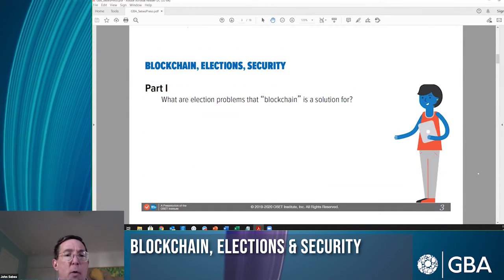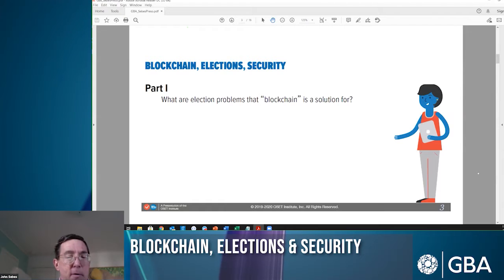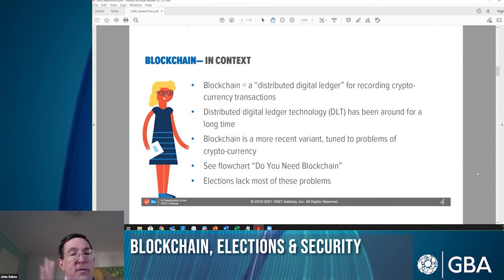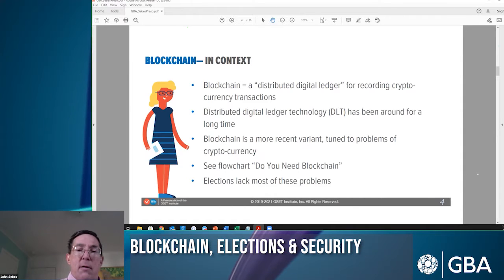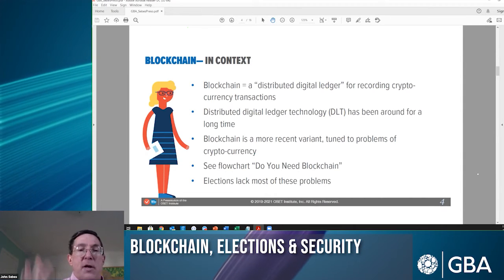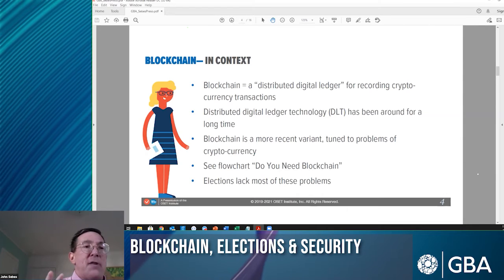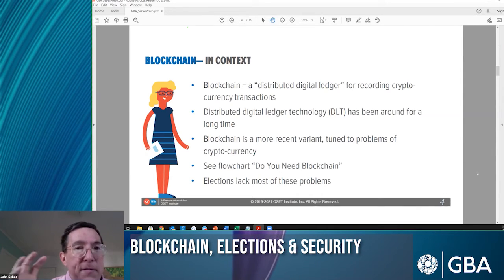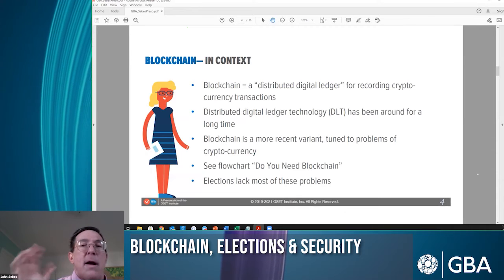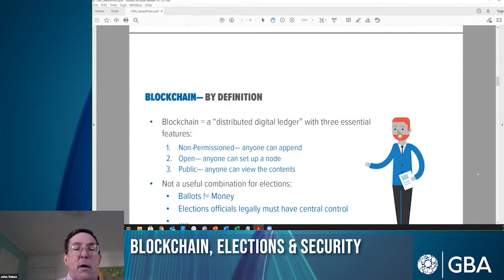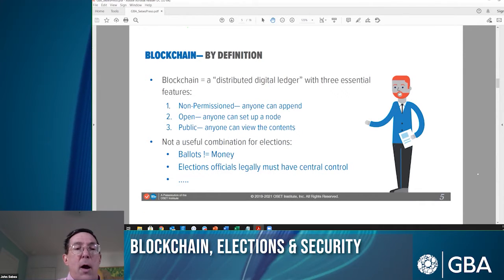So what are election problems? What's a blockchain solution for? Keep going, Gerard, please. So what you're seeing right here is exactly just what I said before in writing, to say that blockchains, specifically as used for cryptocurrency, are not the solution to any election problem. However, if we advance the slide, we can see a little bit about why I say that.